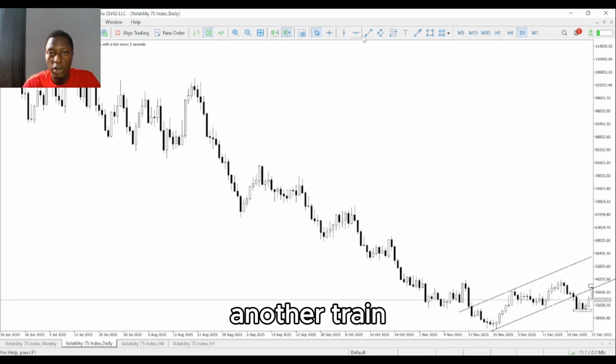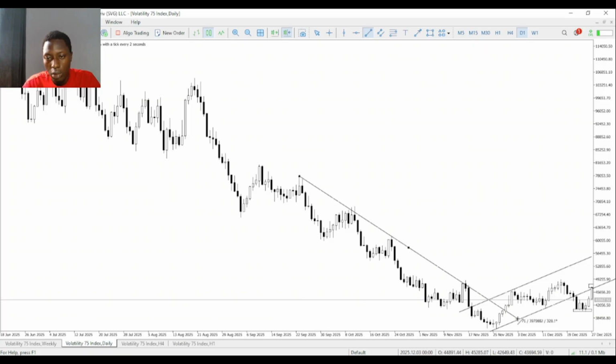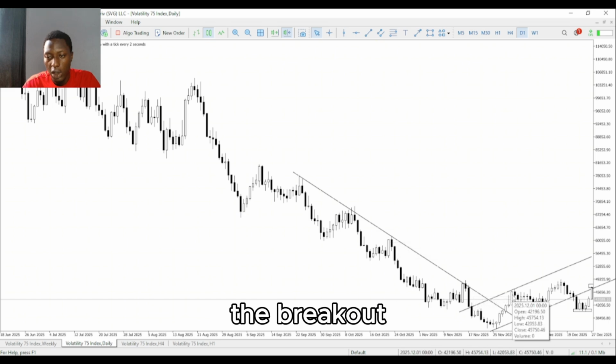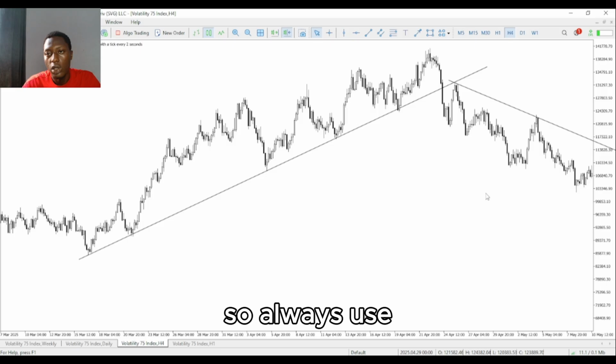You find another trend line. If we got the trend line here, this is a trend line. This is a trend line on the D1 time frame. This is the first touch, second touch, third touch, fourth touch, then the breakout. You understand? So always use either the H4 time frame or the D1 time frame to look for obvious trend lines on your chart.